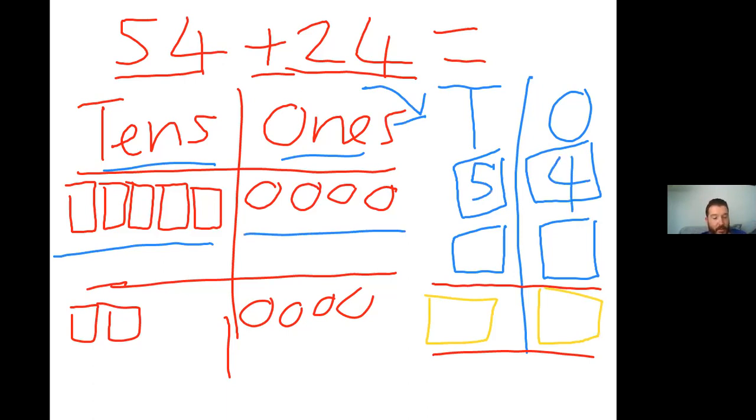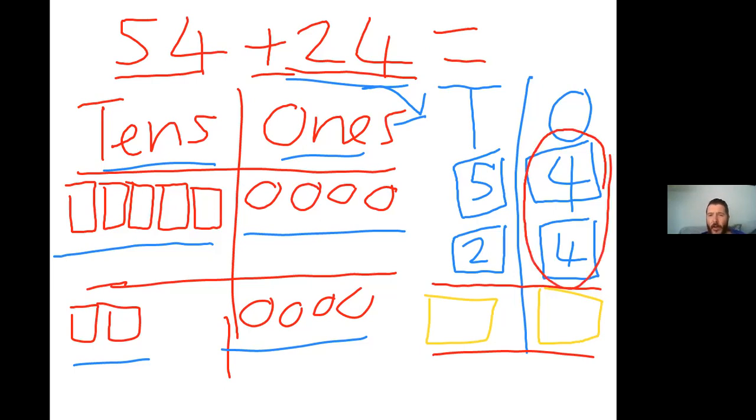And we know that we've also got 24, which is 2 tens and 4 ones. Now we've got everything we need to solve this problem. So what we're going to do, we start at the ones. Okay, start at the ones when you do column addition. That's the rule. So we're going to add the ones together first here.